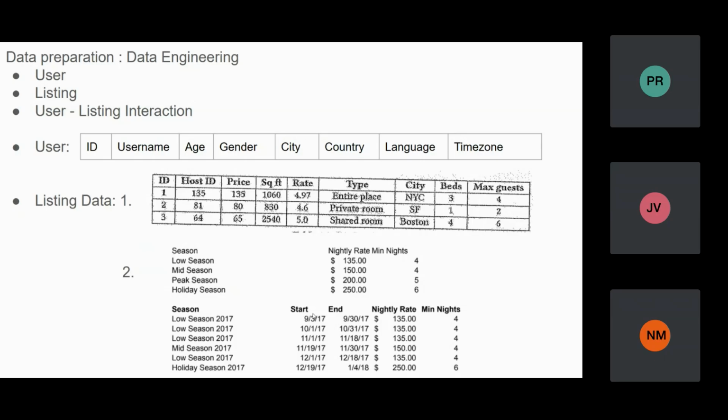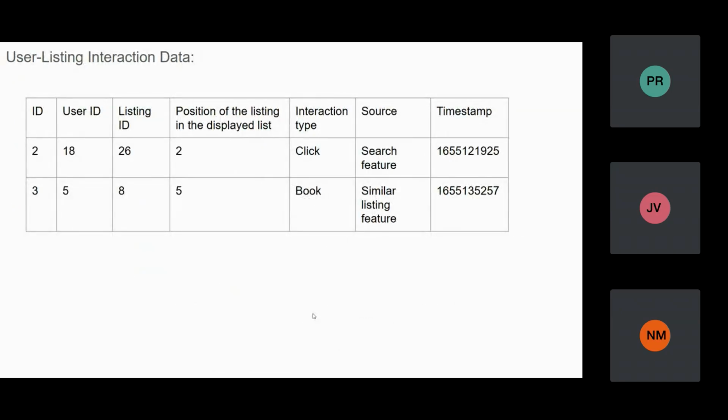from ID, host ID, price, square feet, etc. Then on the season, the low season, different prices depending on the seasonality. Next we have user-listing interaction data, the data that we are going to use for the prediction of a similar listing.